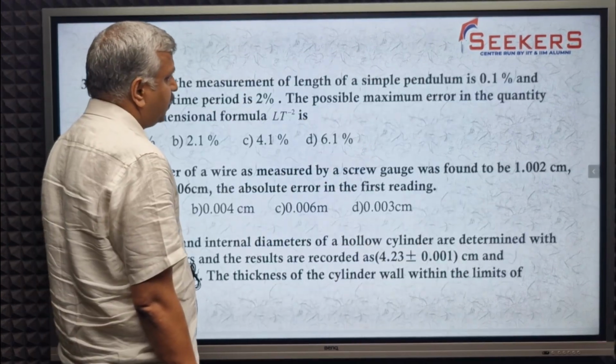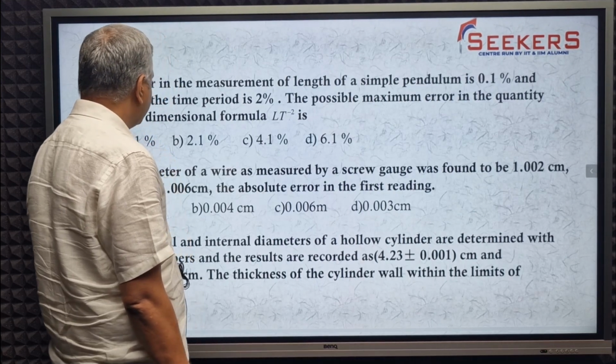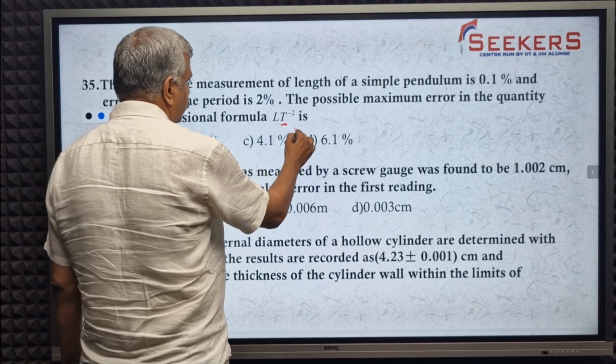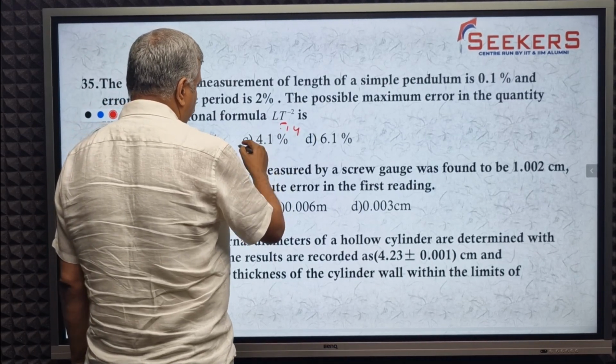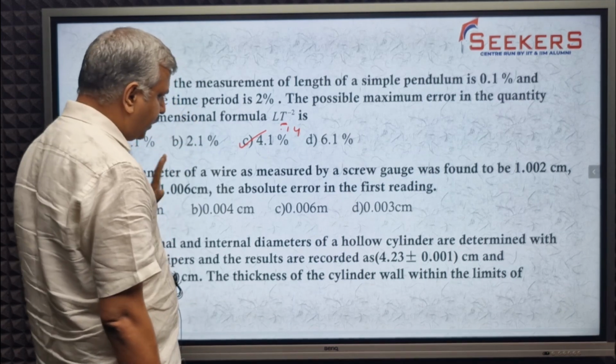The error in the measurement of length is 0.1%, and that of time period is 2%. What is the possible maximum error in the dimensional formula L T power minus 2? T power minus 2 gives 4, and L is 0.1, so 4.1%. Remember, errors are never subtracted, just remember that.